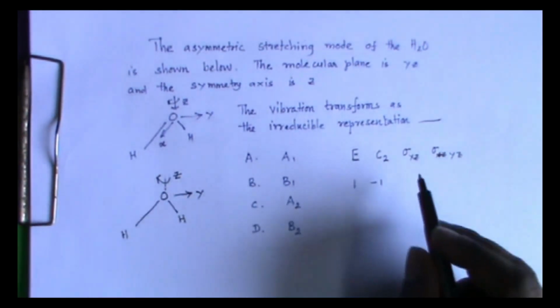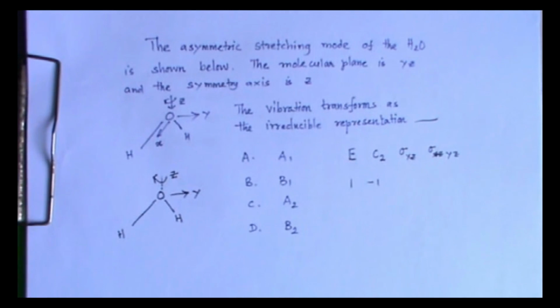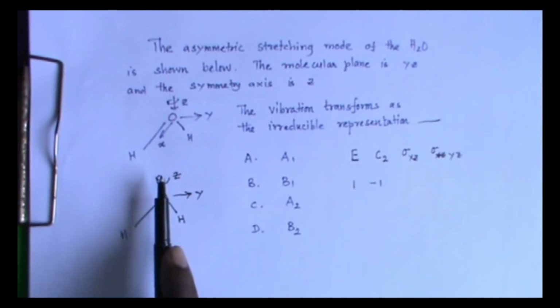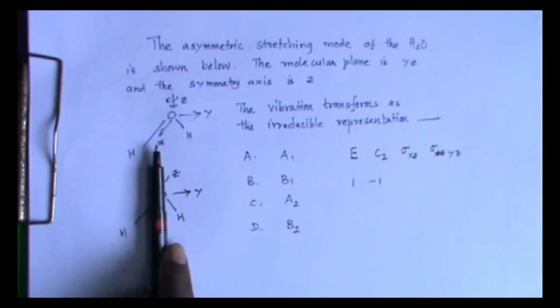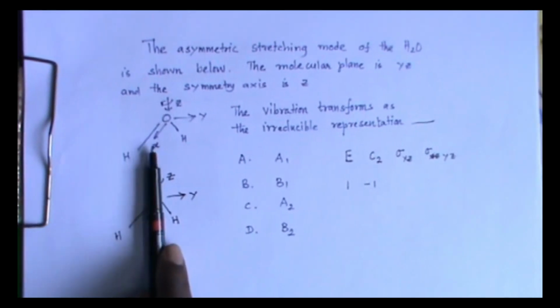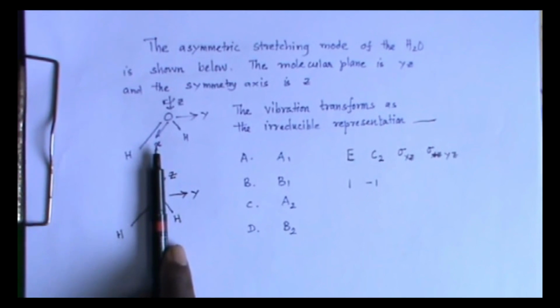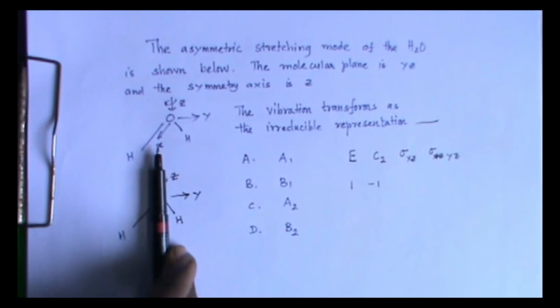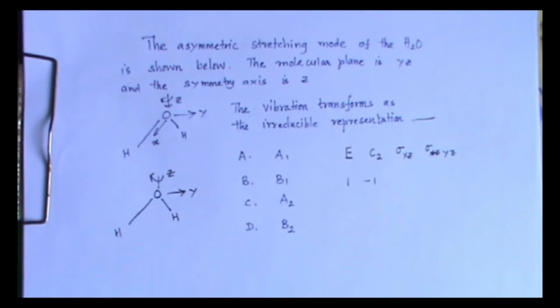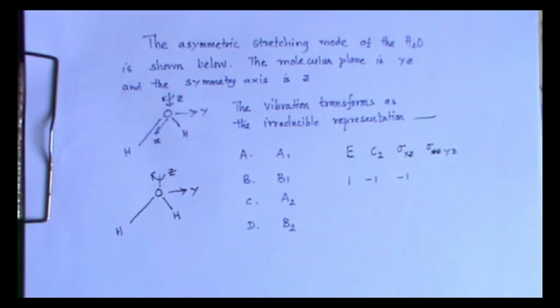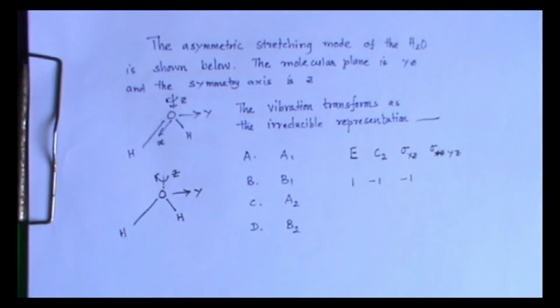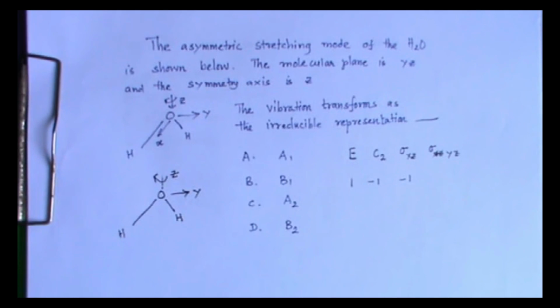Next one, sigma xz. X is perpendicular to the plane of the paper, so it will be like this. The plane xz will be here. When I reflect the given structure, this hydrogen will go the other side, and this will come here. I will not get the same structure. So here I will get -1. Finally, sigma yz. Yz will be the plane of the paper. I place the mirror in the plane of the paper. The structure will be the same.